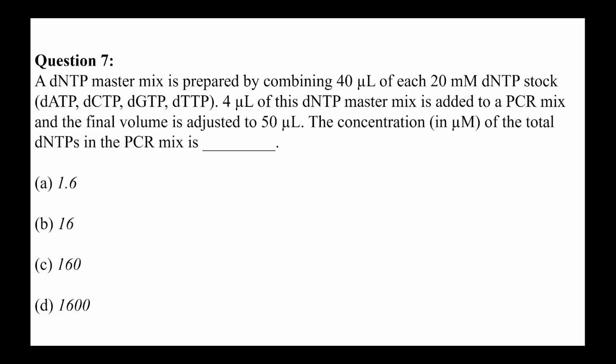A dNTP master mix is prepared by combining 40 microliter of each 20 millimolar dNTP stock consisting of all 4 nucleotides. 4 microliter of this dNTP master mix is added to a PCR mix, and the final volume is adjusted to 50 microliter. The concentration in micromolar of the total dNTPs in the PCR mix is.